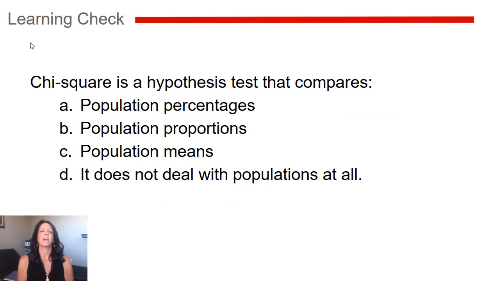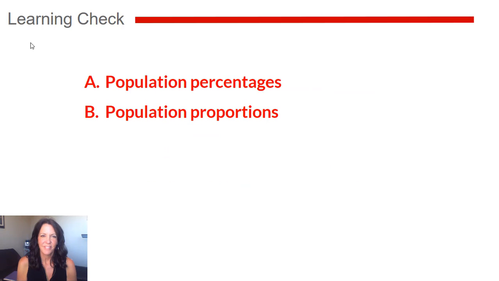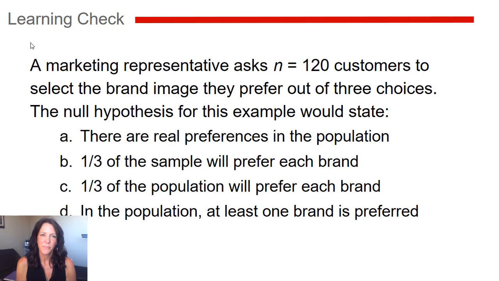So let's do a check. Chi-square is a hypothesis that compares what? It's kind of a trick question because it's both population percentages or population proportions. You could write them either way.